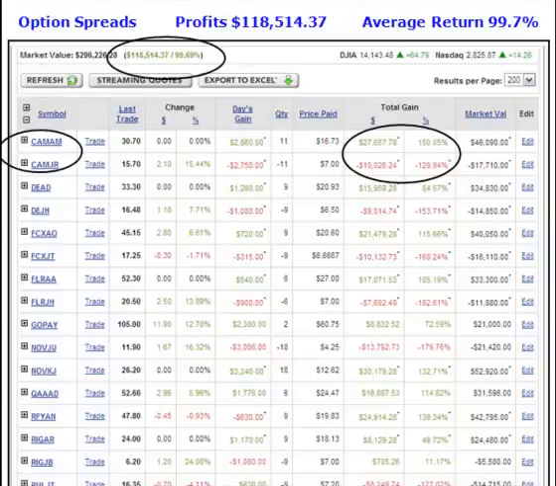And the long 65 strike call option, symbol CAMAM on the first line there, has a $27,657 profit. And the short option with the symbol CAMJR has a $10,026 loss. So normally with the option spreads, we net out the difference between the long and short option. And in this example, this spread has a $17,600 profit.